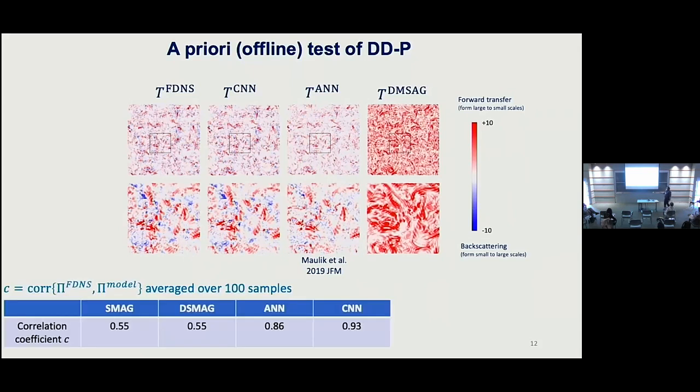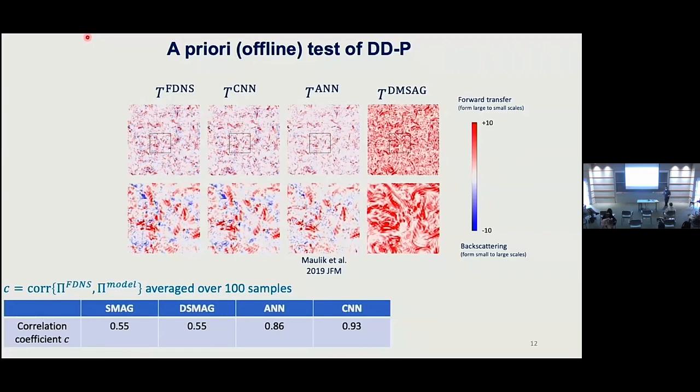Now, we can calculate the correlation coefficient between the predicted pi and the pi from the DNS over many samples, and we can look at these correlation coefficients. We see that the Smagorinsky models have very low correlation. This has been known for a long time. The ANN is over 85%, and the CNN is actually around 93% correlation.